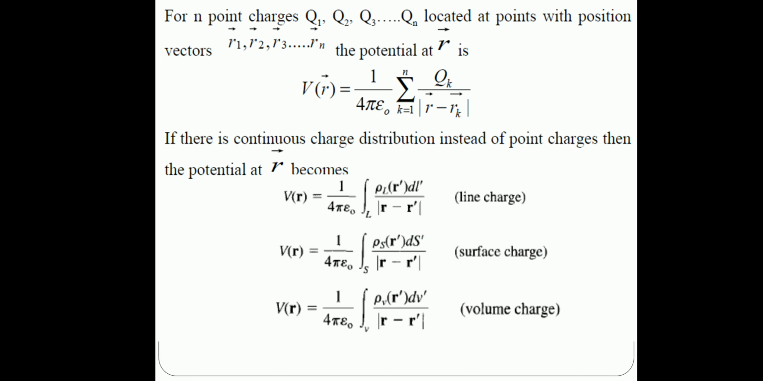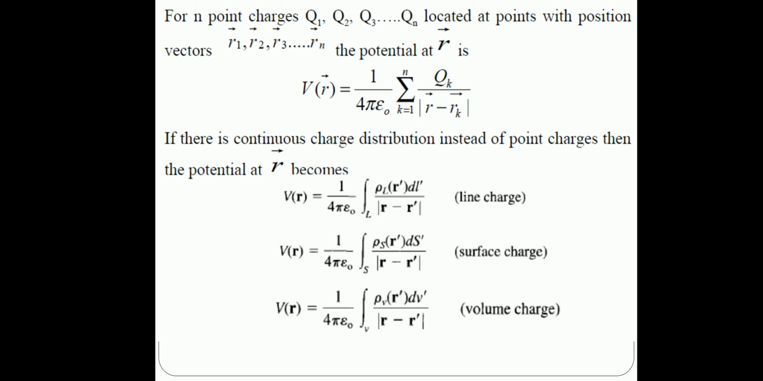Next, if you have n point charges q1, q2, q3 up to qn located at points with position vectors r1, r2, r3 up to rn, then the potential at r is found by adding all the potentials. So V of r equals 1 by 4 pi epsilon 0 times the summation from k equal to 1 to n of qk divided by modulus of vector r minus vector rk. That is the case of point charge potential.